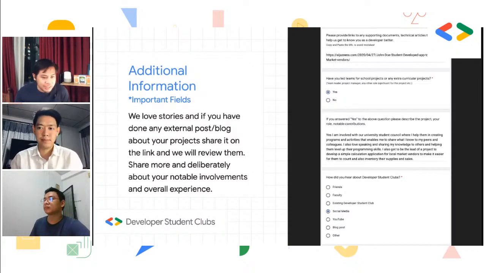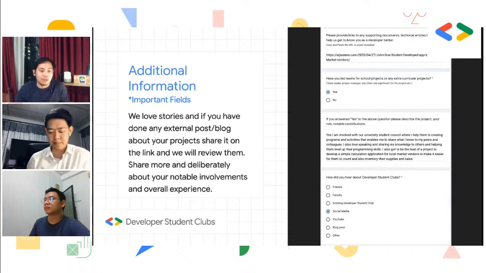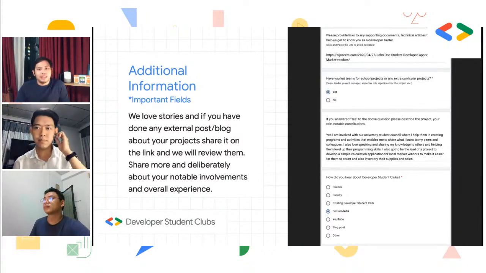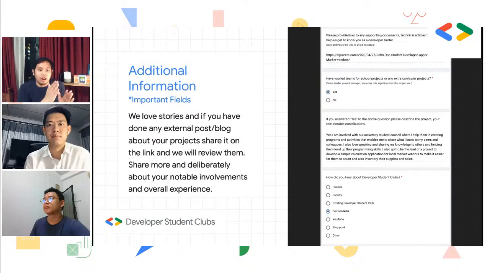And of course, the additional information. So this is most likely the last part of the form already. And here you will see we ask a little bit more about documents or some blog posts or some links about the projects that you've done, or some things that you can really promote, that you are really passionate about, things that you've achieved, things that you've accomplished online. You can share it as well in this section.